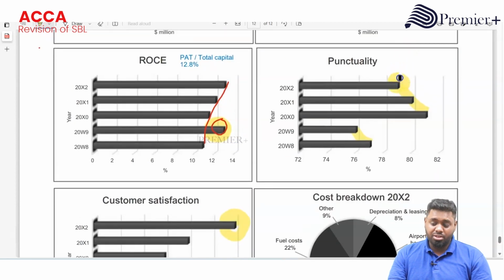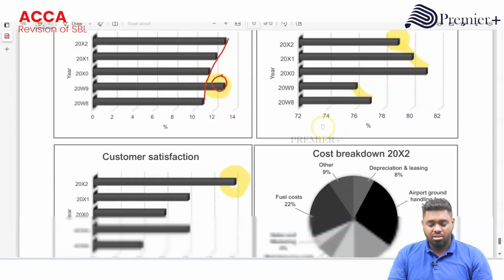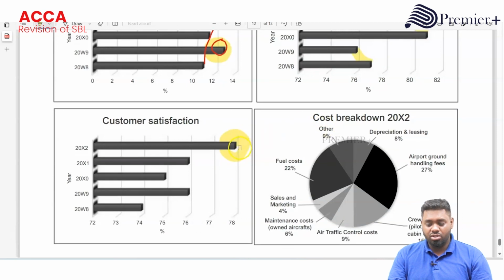We do not know. There can be several reasons. It can be negative reasons and it can be positive reasons. So this exact scenario is not known, but we can know that customer satisfaction has drastically increased this year from 76% to around 78%.